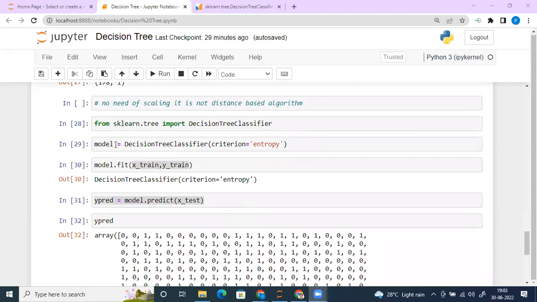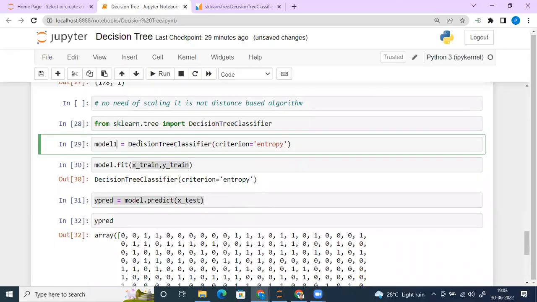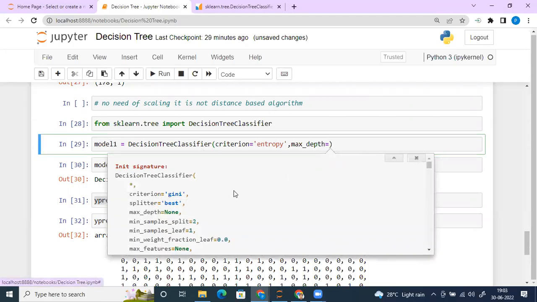Let me create a new model, model 1, and put a parameter here, max depth, which is there already. By default nothing is mentioned, it is None. None means go as deep as you can in your tree: first node, then second node, then third, fourth, fifth, sixth node. Go until there is no ambiguity in the decision, or every data point is split. This is what max depth equal to None means.